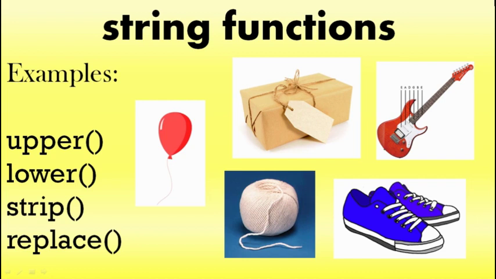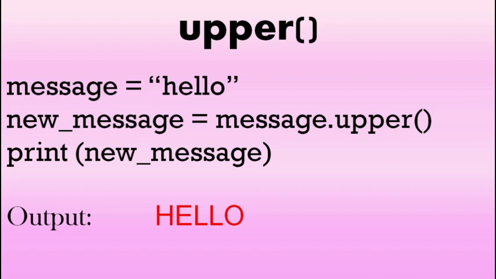Strings have functions. So we have upper, lower, strip, replace. We have many, so we're going to just show a few here. So upper changes the characters to uppercase. So hello changes to HELLO with all uppercase letters. If we look, we've got the message hello, we put message dot upper to change it, and we're putting that into the new message. So that's called the syntax, that's how we do it in Python.